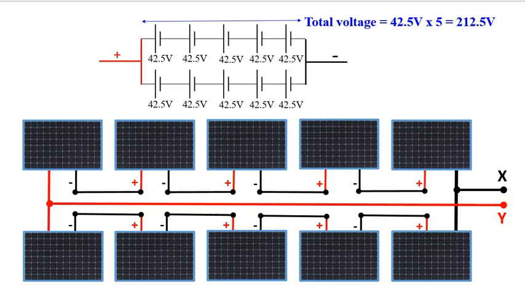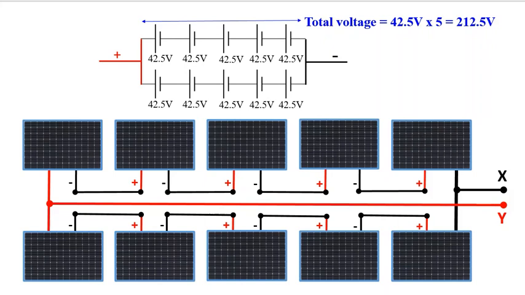So we have to find the output voltage. If you see, there are two sets of panels. You can see the first set, the first five panels, they are in series, and another five panels, they are also in series. If you want to calculate the voltage of these five panels in series, you have to add the voltages. So 42.5 times 5, you have 5 panels, so we'll end up with 212.5 volts in the first set.